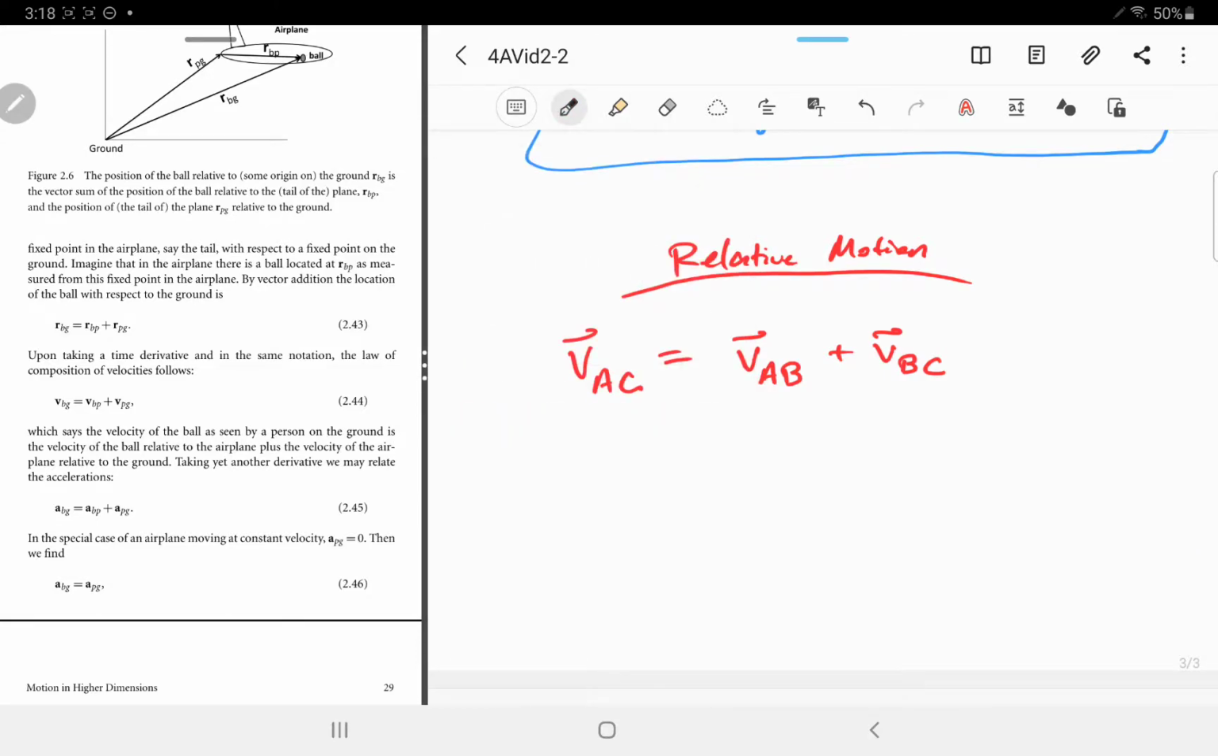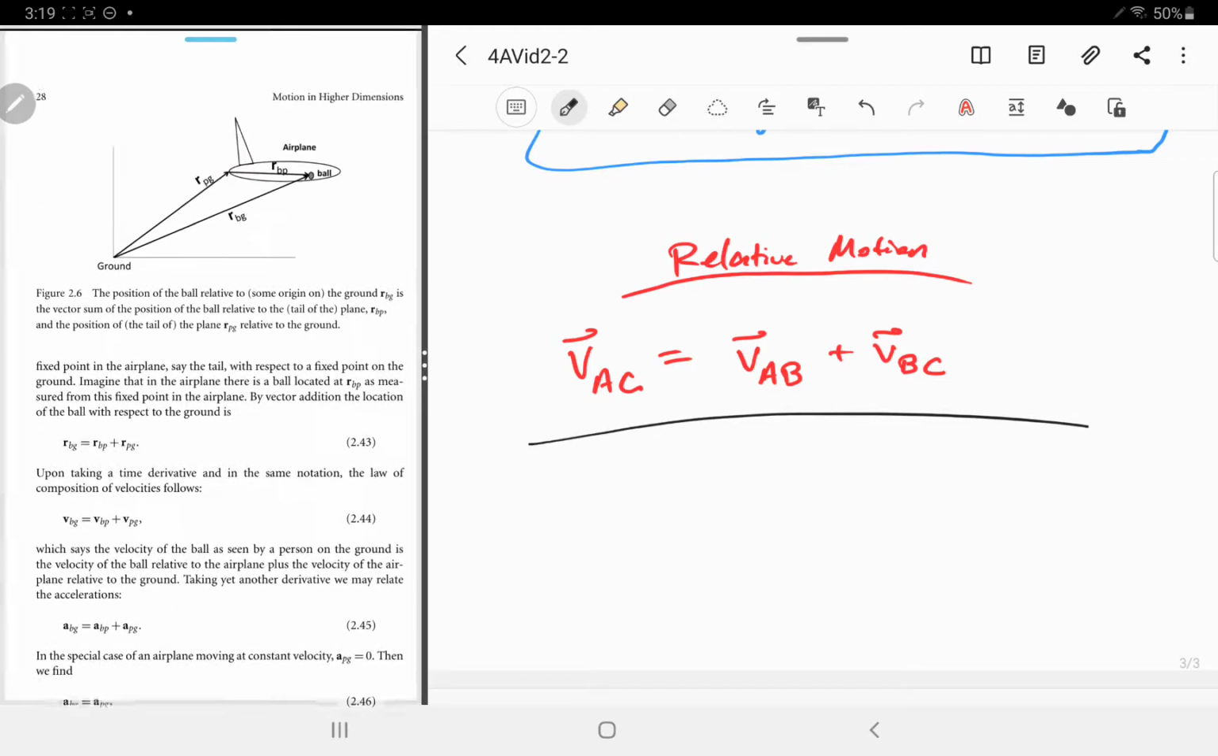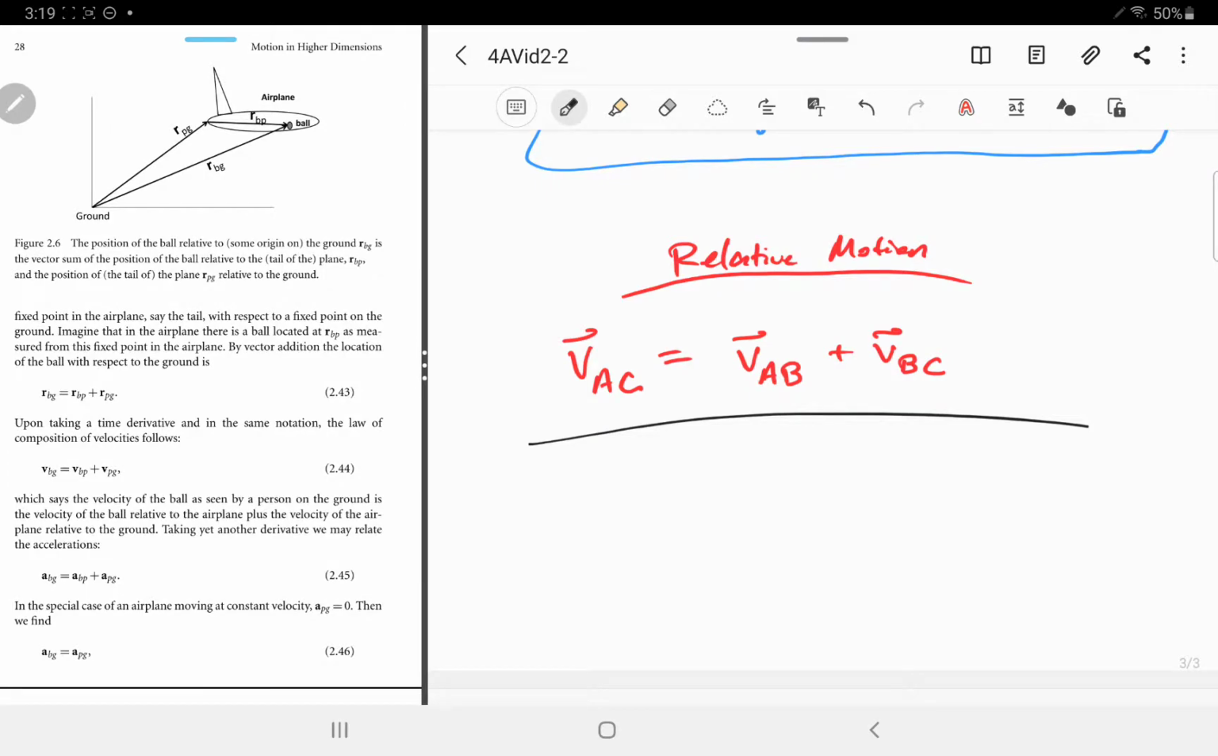So even though we don't have a quantitative example, I can give a qualitative one. And by the way, you don't have to use A, B, and C. You can use any other three things, like your book did plane, ground, and ball. So we'll do an example where we have a plane, and instead of a ball, we're actually going to track the plane. We're going to have some air, and then we'll also have the ground as well.